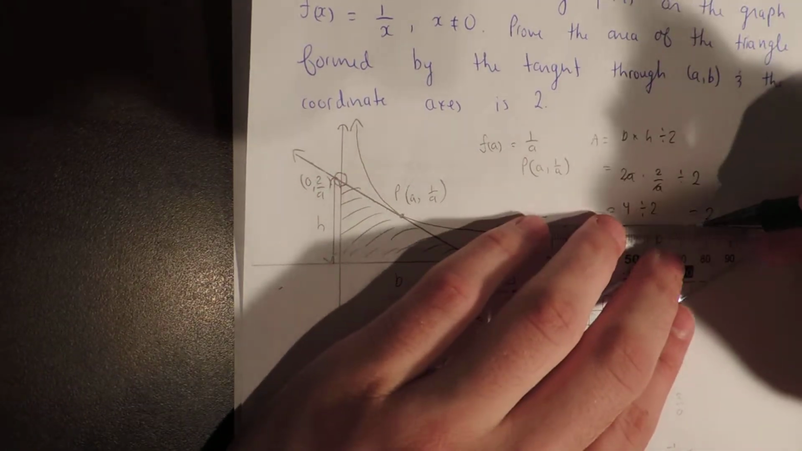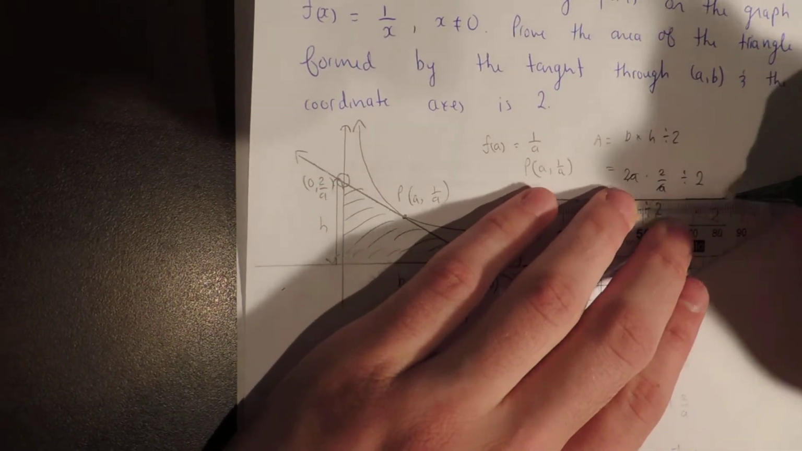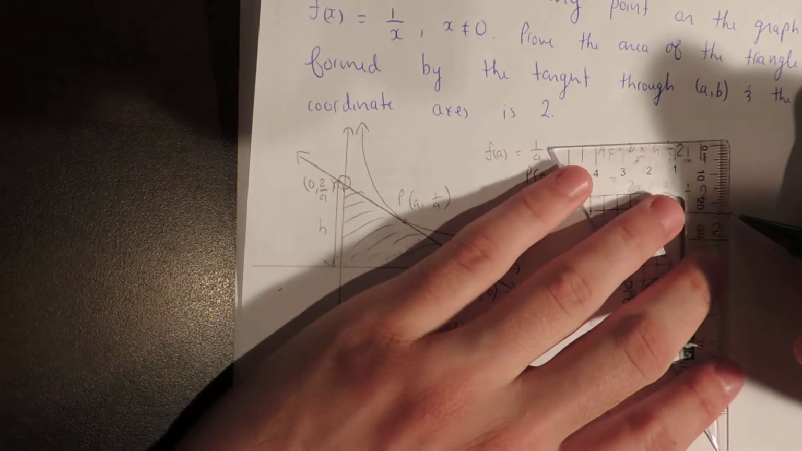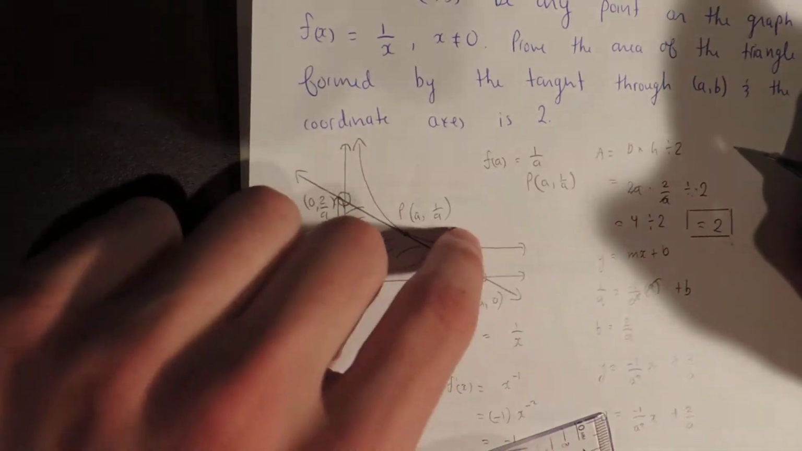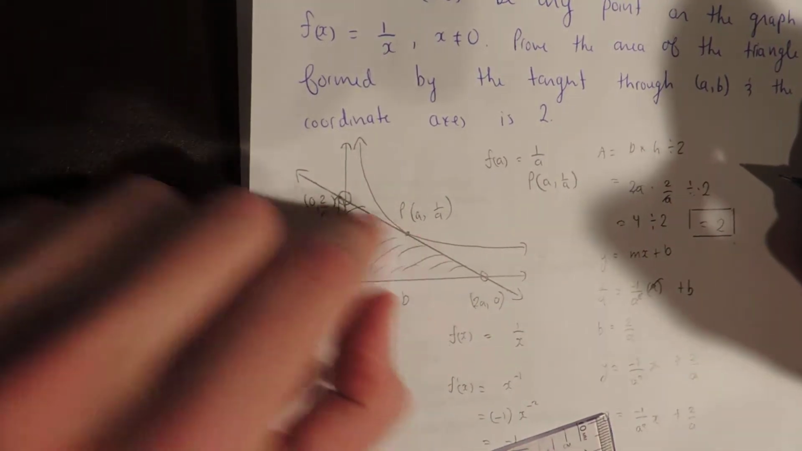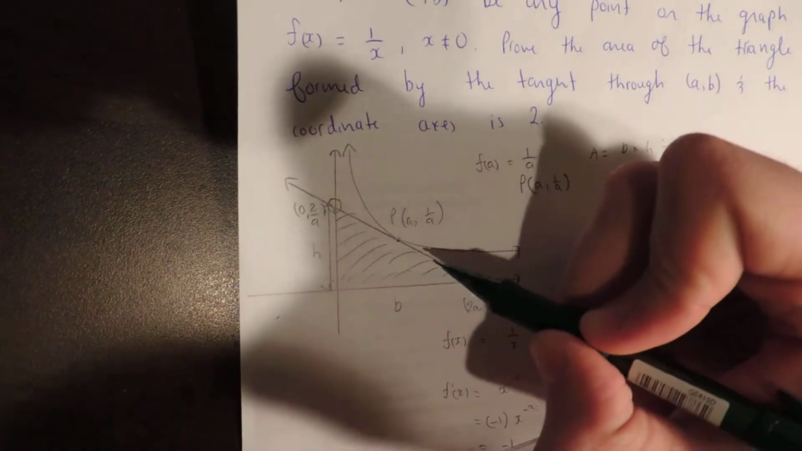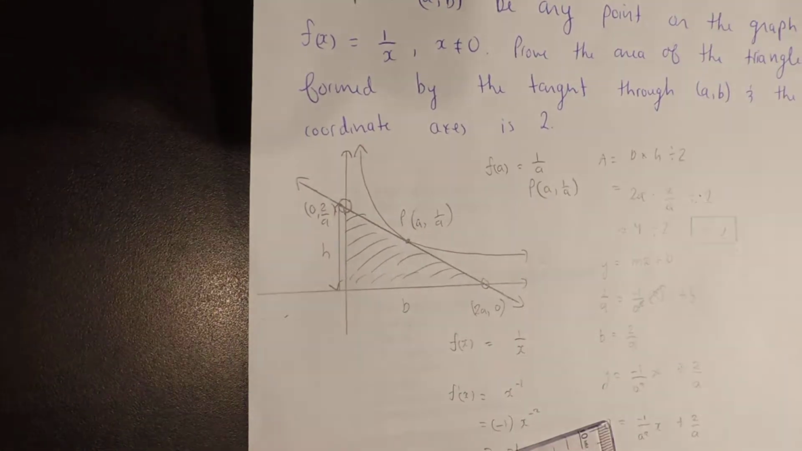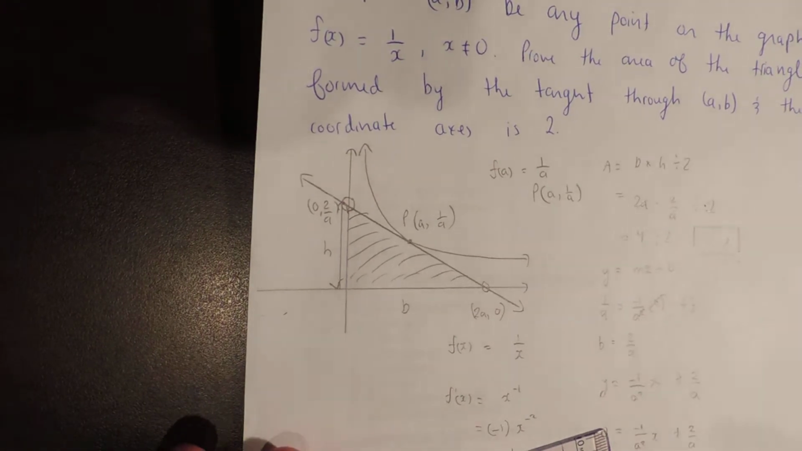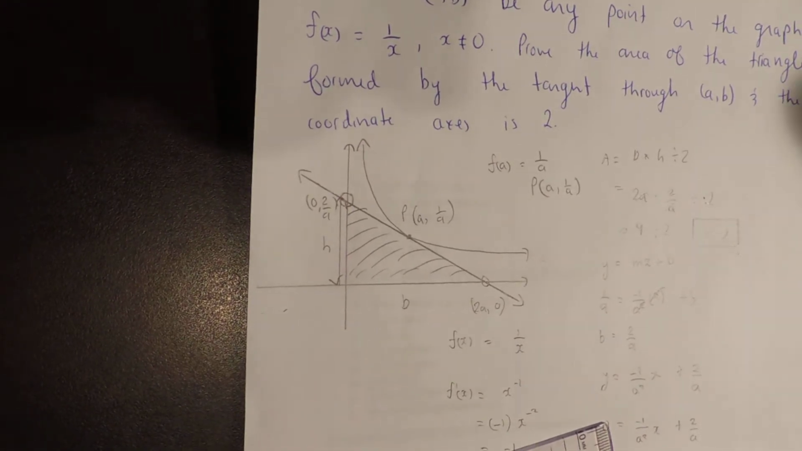So we just proved that for any point on this function, the triangle formed by the tangent line will always equal 2. It can be at 0.11 or it can be at 0.999 and an infinite amount of zeros. The area will always equal 2.